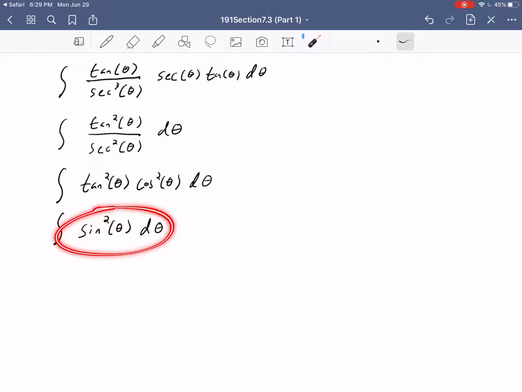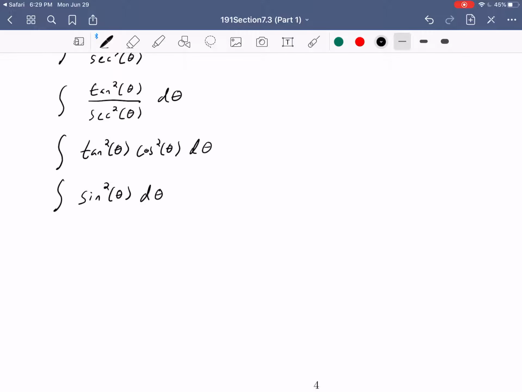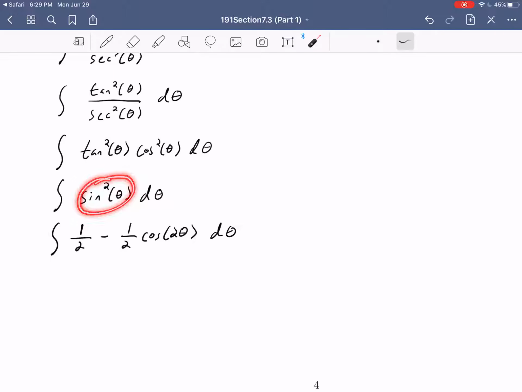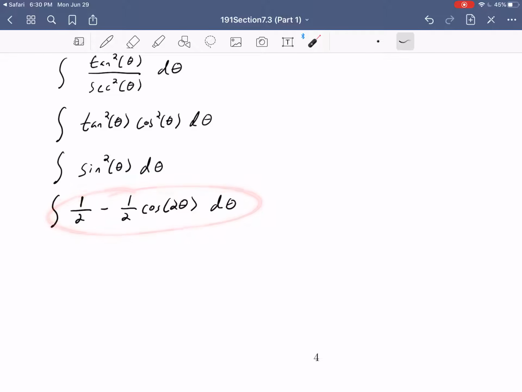So this is where we're going to need to use our double angle identity. So we're going to rewrite this again as 1/2 minus 1/2 cosine 2 theta. That's the double angle identity for sine squared. Now we can go ahead and integrate this, and we should get 1/2 theta. Here, we integrate the cosine, and we get a sine, but since this is a linear substitution, we do get a factor of 1/2 outside. So we should get minus 1/4 sine 2 theta plus c.